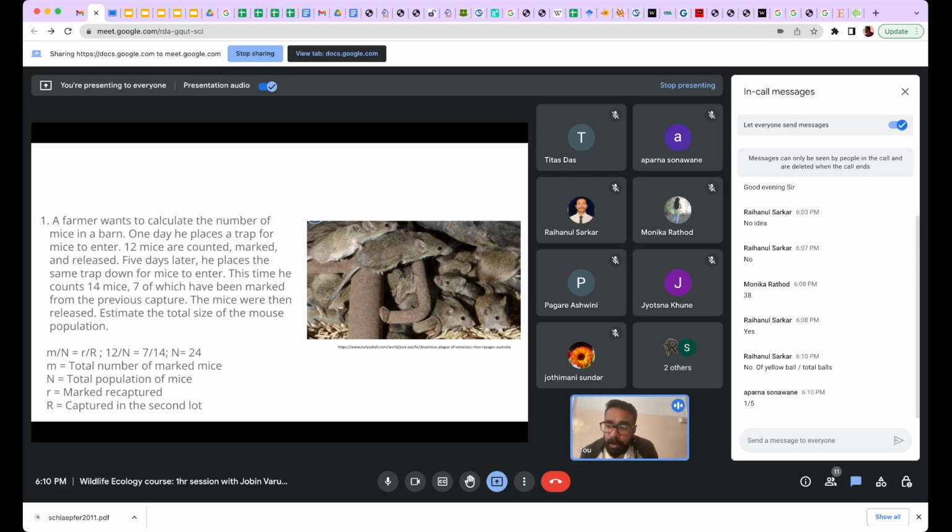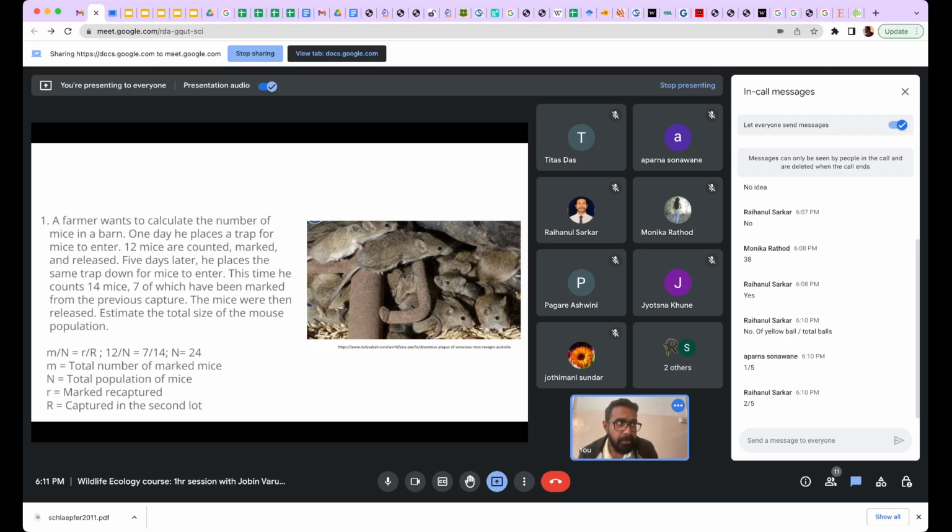Okay, so now if I have 5 balls, 2 are yellow and 3 are red, what is the probability that I'll pick a yellow ball? 2 by 5. Yes, perfect. So you get the probability. So now in the mice population, there are marked mice. Let's just call them red balls. And there are unmarked mice. Let's just call them blue balls.